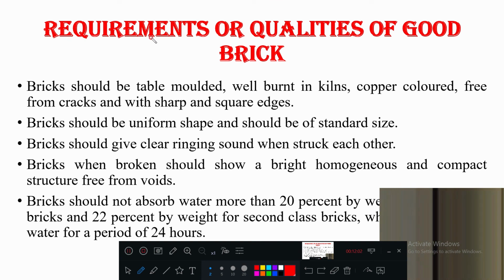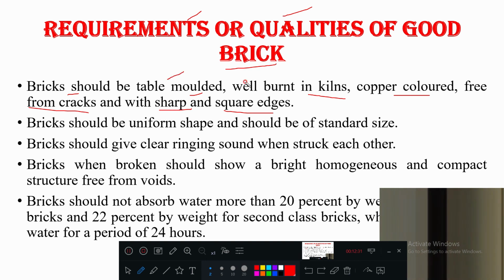In this one we will see what are the requirements or qualities of good brick. Very important from your exam point of view. So good brick qualities or good brick requirements. Okay. Bricks should be table molded, well burnt in kilns, copper colored, free from cracks, and with sharp and square edges. Okay, whatever bricks you need to take, table molded, well burnt, copper colored, free from cracks and sharp and square edges.